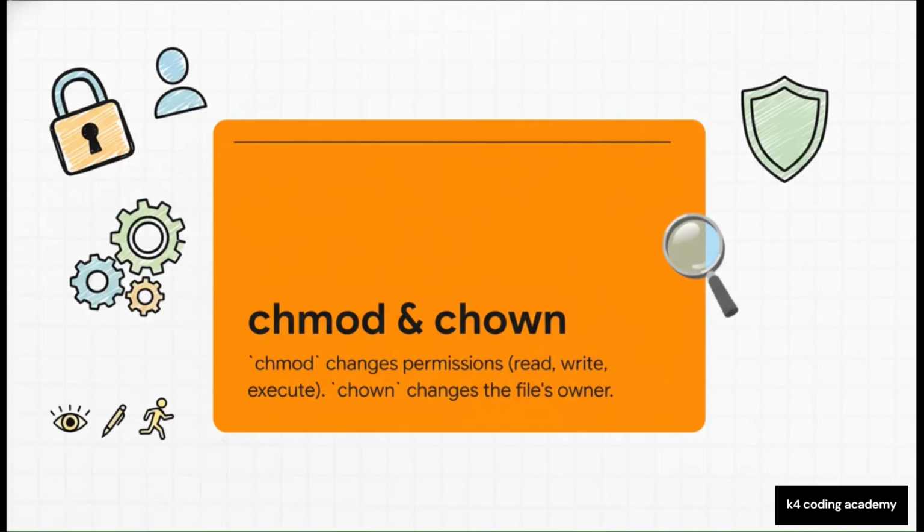So how do you actually apply those numbers? Well, you use chmod, which stands for change mode, to set those read, write, execute permissions. And then you use chown, for change owner, to say who a file belongs to. With these 2 commands, you have total control over who can do what.